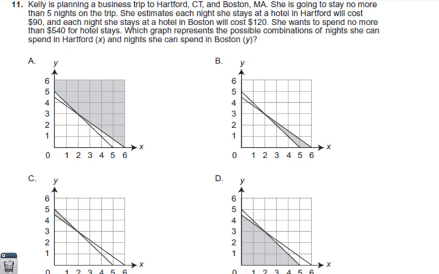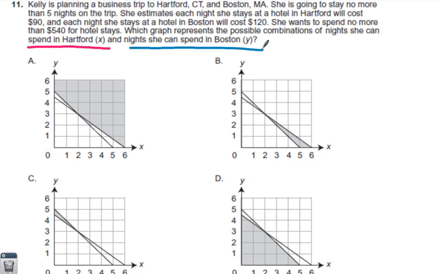Okay, oh boy, number 11, Kelly. She's going to stay no more than 5 nights on the trip. She estimates each night she stays at a hotel in Hartford will cost $90 and each night she stays at a hotel in Boston will cost $120. She wants to spend no more than $540 for hotel stays. Which graph represents the possible combinations of nights she can spend in Hartford and the nights she can spend in Boston?